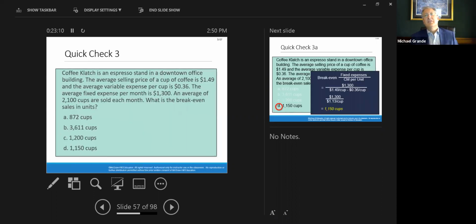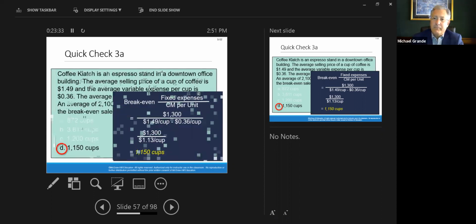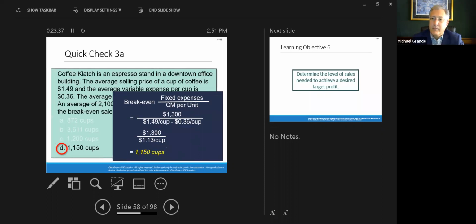Coffee Klatch is the same scenario. Selling price $1.49, variable expenses 36 cents, fixed cost $1,300. They sell an average of 2,100 cups. What's the break-even point in sales units? Now, you remember the formula: break-even point in units equals fixed cost divided by the contribution margin per unit. $1,300 divided by the contribution margin per unit. They need to sell 1,150 cups of coffee to break even, to cover their fixed costs.